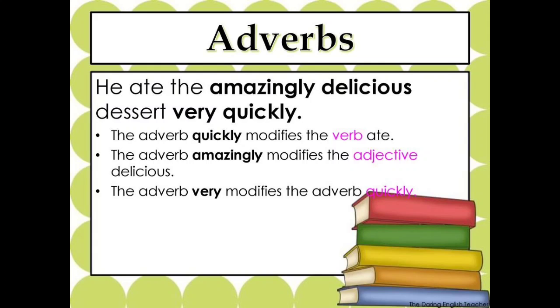Again, I'll repeat, children. The adverb quickly modifies the verb ate in this sentence, and the second thing is the adverb amazingly modifies the adjective delicious, and the third thing is the adverb very modifies the adverb quickly. Children, as I told you in the definition, an adverb is a word that modifies and describes a verb, adjective, and another adverb. So that is the definition for adverb. For that we have seen this sentence as an example, children.